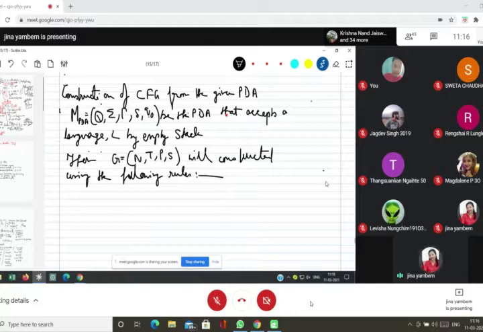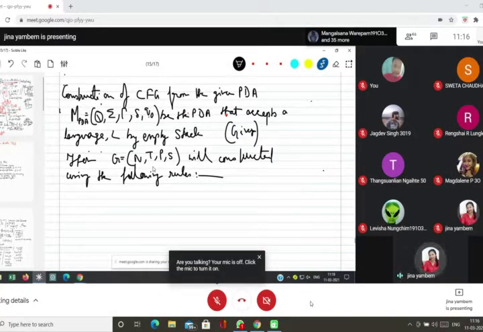So the PDA is provided to us. Let me just write it inside the bracket. This is given to us, and from this given PDA, we have to construct a context-free grammar. In order to construct this context-free grammar, we need to assume certain points.